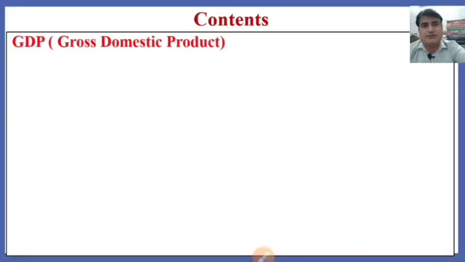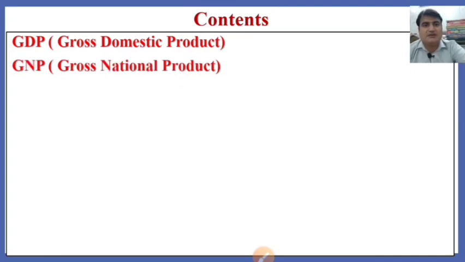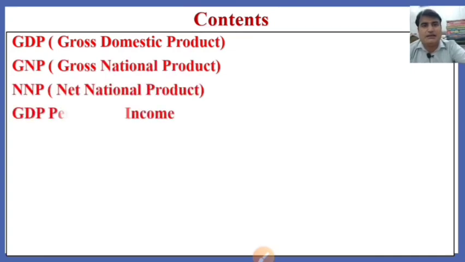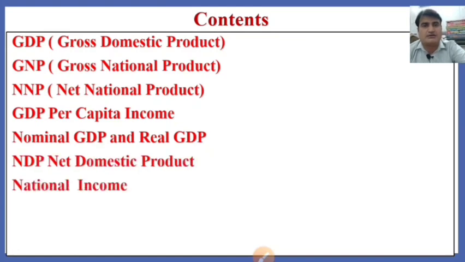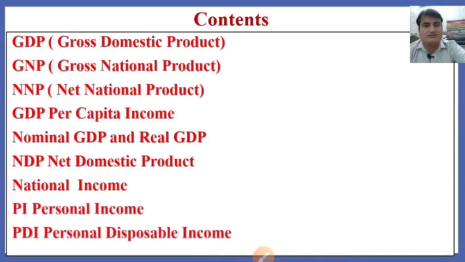Our lecture plan is based on that: what is GDP, what is GNP, what is NNP, what is GDP per capita income, what is nominal GDP and real GDP, what is NDP, meaning net domestic product, what is national income, what is personal income, what is disposable income. So these things we are going to discuss one by one.